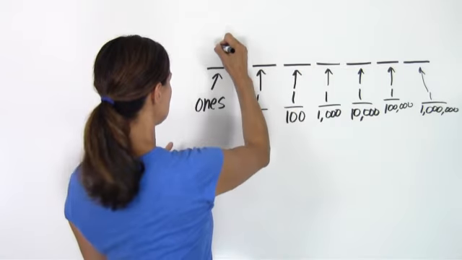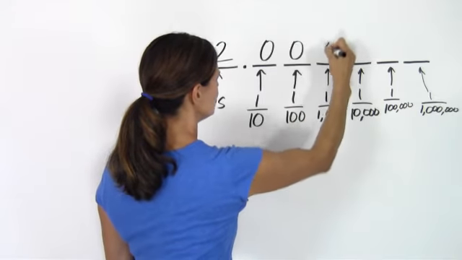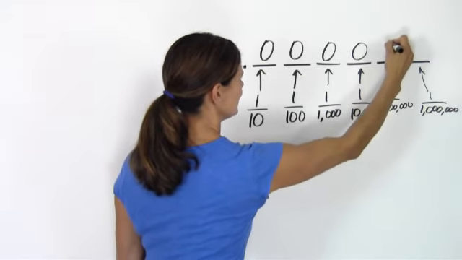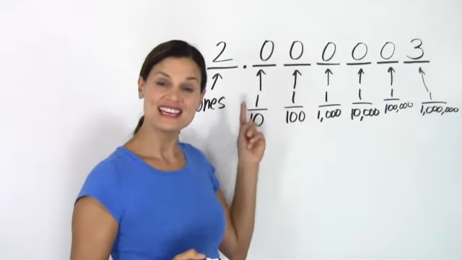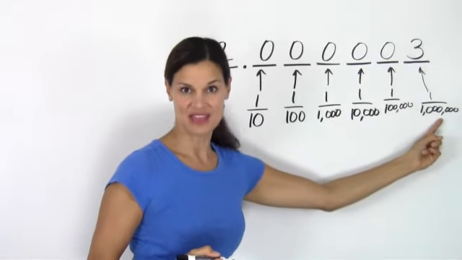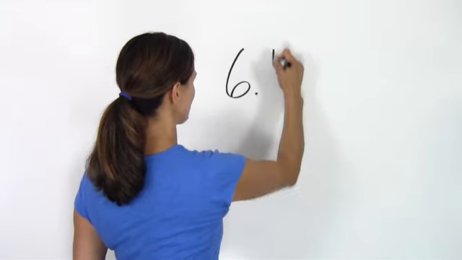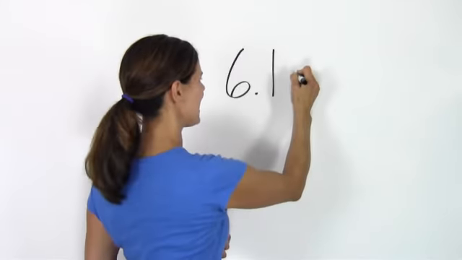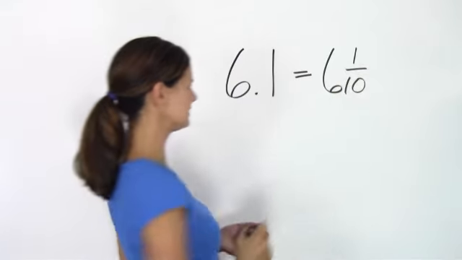So if I have a number like 2.000003, for example, I would read this as 2 and 3 millionths. Most decimals can be written as fractions. So if I have, for example, the decimal 6.1, I can write that as a fraction, 6 and 1/10.